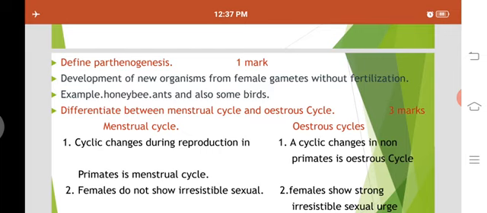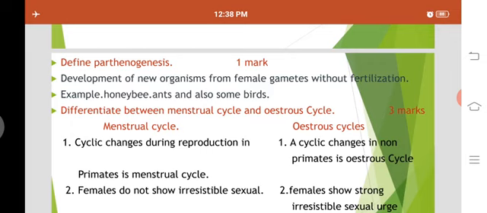Parthenos means virgin, and genesis means birth. It literally means virgin birth. What individuals are produced by parthenogenesis? These individuals are called parthenodes.